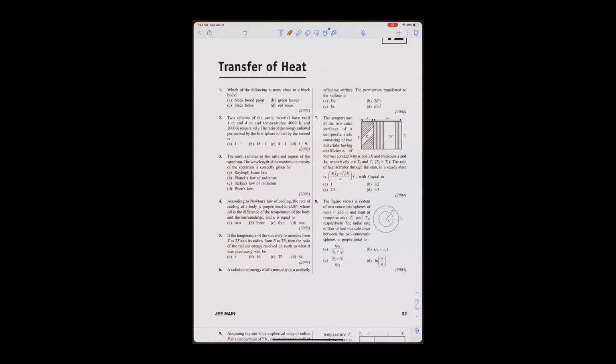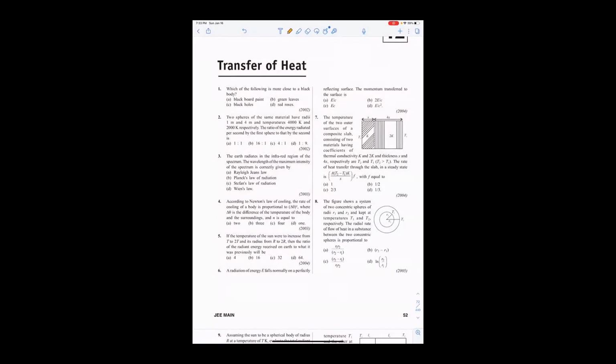Right. So next one, which of the following is more close to a black body? Blackboard, green leaves, black holes, red roses. Basically, a black body should be black. It should absorb as well as radiate. When you give heat, it will absorb. When you heat it and keep it aside, it will radiate. But black holes absorb everything. They won't give anything back. Red roses are red, green leaves are not black.